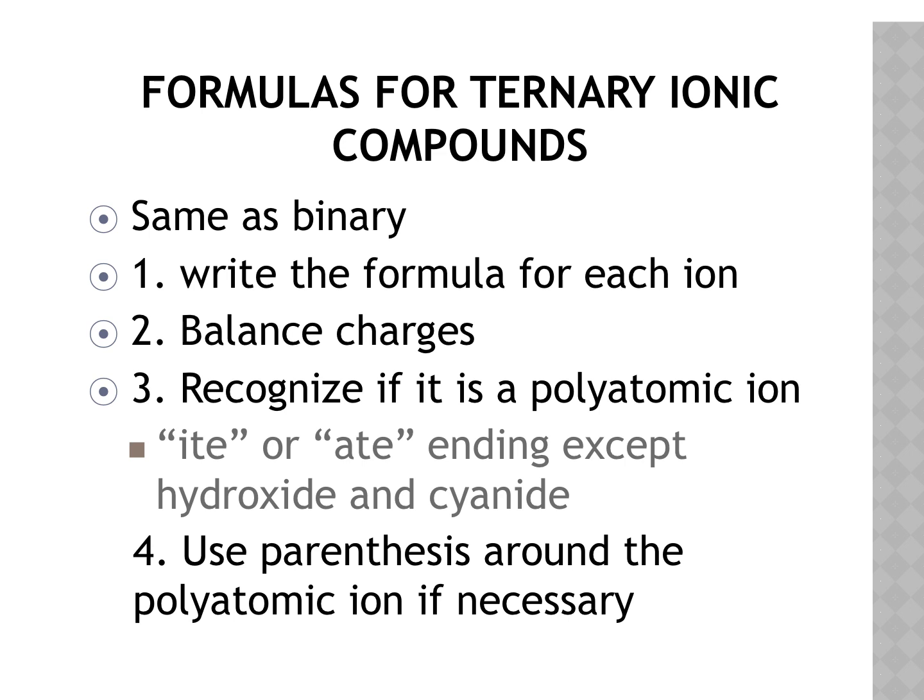We're still going to write the formula for each ion. So we'll write the symbol and the charge. Then we still have to balance the charges. We'll do the crisscross rule for that. The only differences are we have to be able to recognize that there's a polyatomic ion in the name.